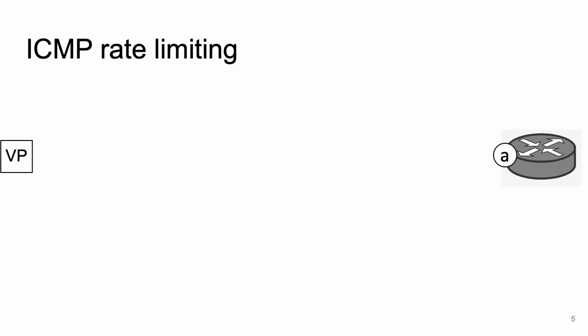ICMP rate limiting is a very simple concept. So let's suppose you have a vantage point VP and you have an interface A on a router. If you send an ICMP echo request to this interface, what you will basically receive is an ICMP echo reply, right? And if you start ramping up the probing rate, you will send, for example, 128 packets per second. You will receive 128 packets per second from the router.